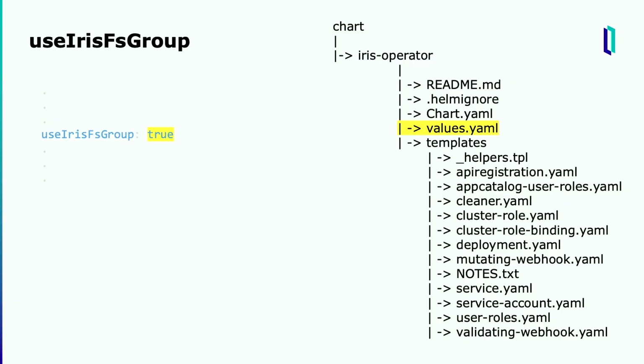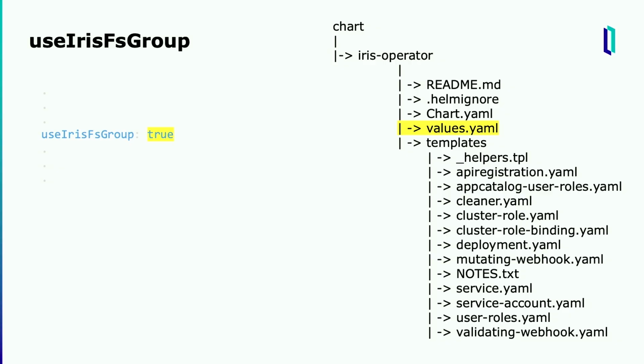Next, Iris FS groups. The Iris container does not run as root. It runs as user Iris owner in group Iris owner, which is a good thing. But by default, Kubernetes mounts all volumes as root, which means that by default, Iris will not be able to read or write to the volumes it's mounted.